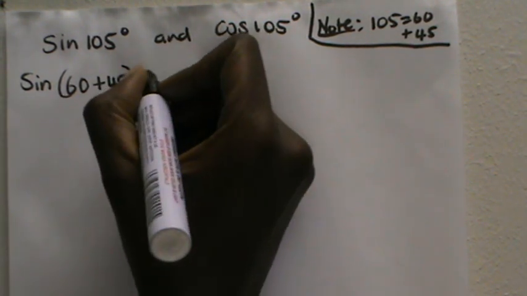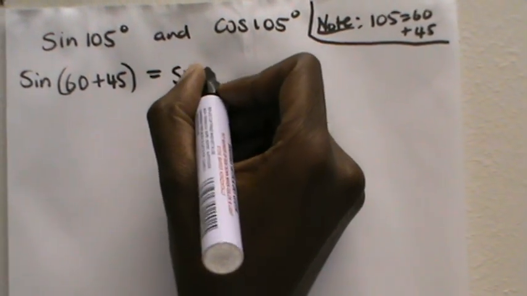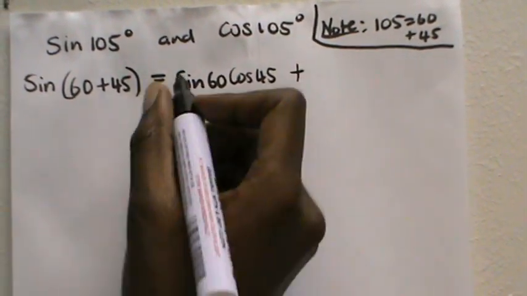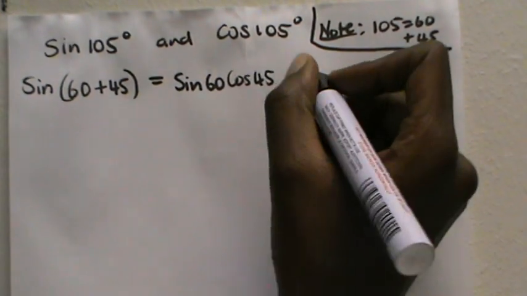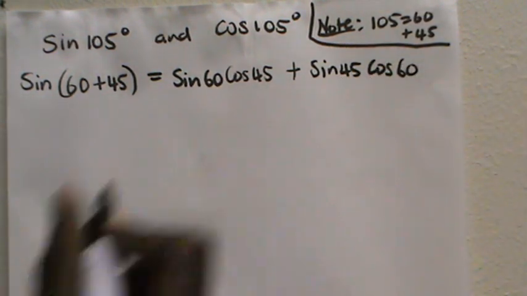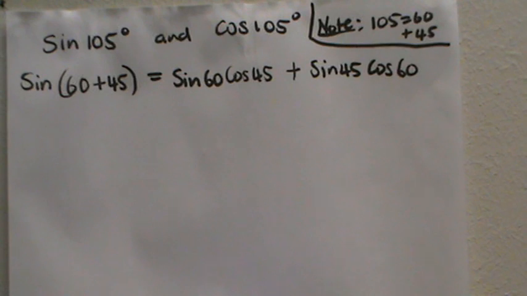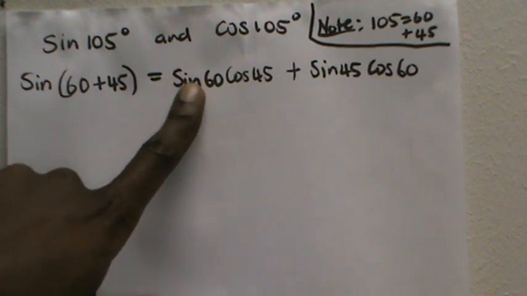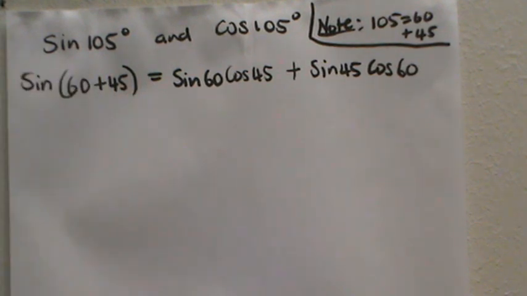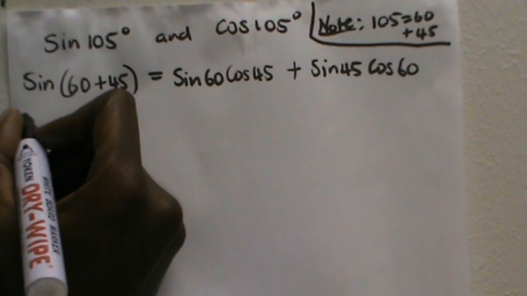For sine, we say this is just sine of the first one, which is 60, cos of the second one, which is 45, and plus, think of sum, plus, okay? And then it is sine of the second one, cos of the first one. That is the formula for the sum identity for sine. So it's sine of the first one, cos of the second one, plus sine of the second one, cos of the first one. So you just remember that. And then these values, you need to get them from your special triangles. So I'll draw the triangles over here.